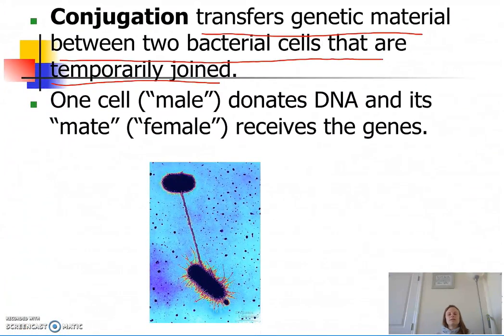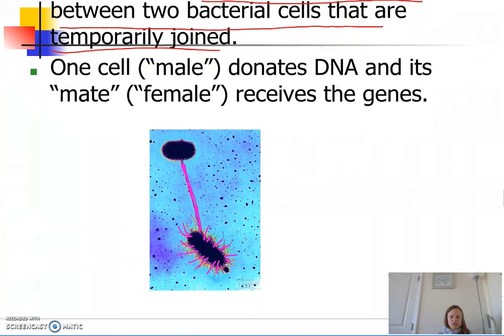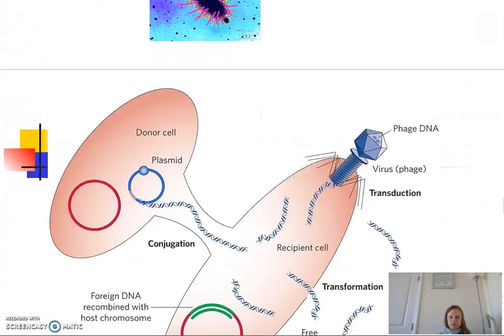Conjugation is the third mechanism for horizontal gene transfer in bacteria. And remember, when we were comparing prokaryotes and eukaryotes, we learned that conjugation is the transfer of genetic material between two bacterial cells that are temporarily joined. They are temporarily joined by what's called a pilus. That's the singular for pili, where pili are all these little offshoots coming from the bacteria cell, and the plasmid is what gets exchanged. So the male donates its plasmid to the female.